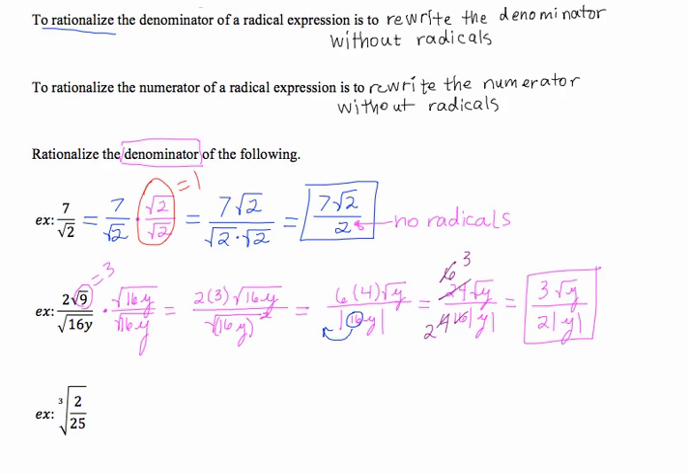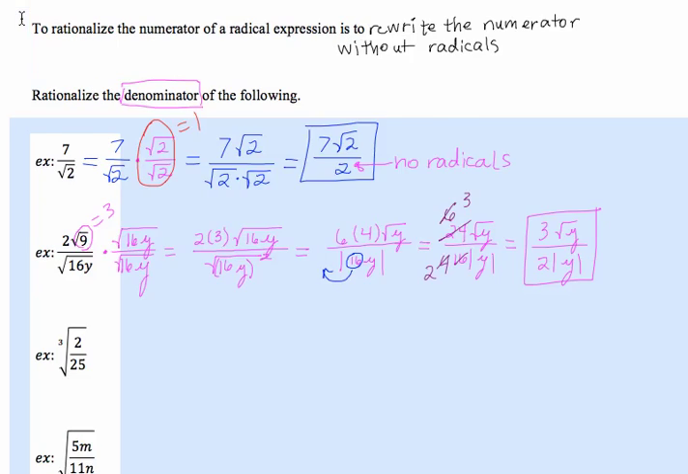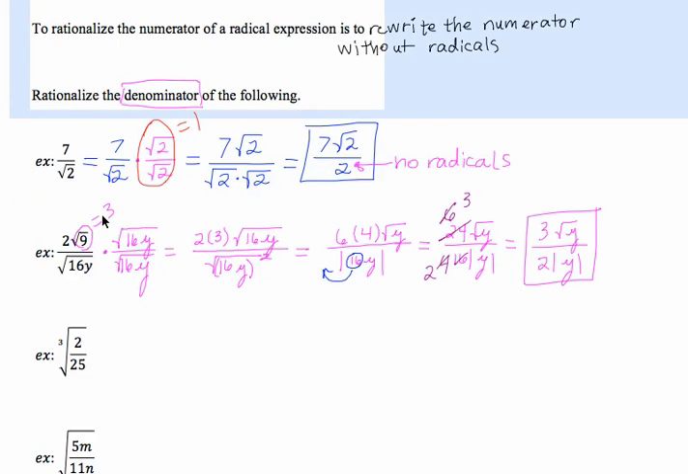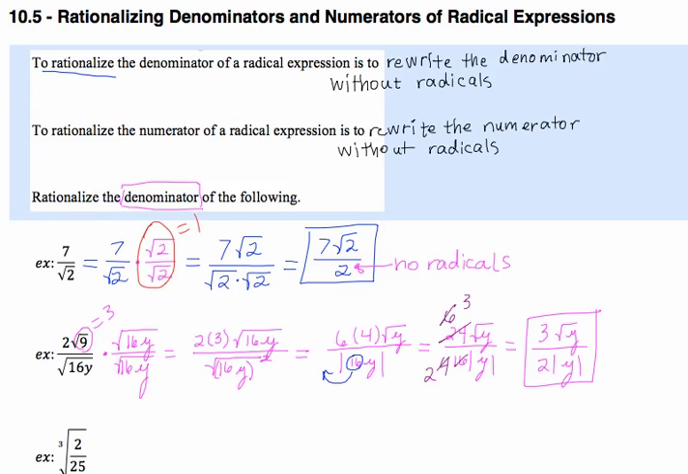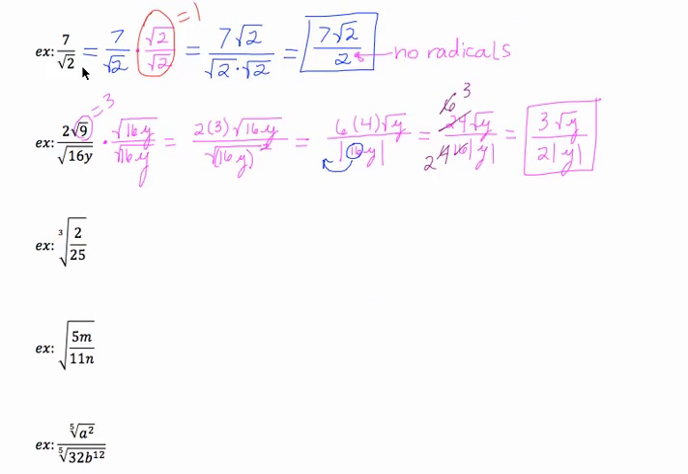What would have made this one slightly easier is if we had simplified before we rationalized. If we had done that, we could have said, oh, look at this: the square root of 16 is equal to 4, and the square root of 9 is 3. We could have simplified that first, and then this is equal to 2 times 3, or 6, in the numerator, divided by 4 radical y.